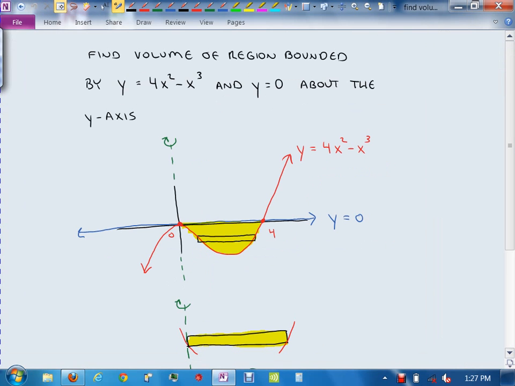Okay, find the volume of the region bounded by y equals 4x squared minus x cubed and y equals 0 about the y-axis. So I already put the picture up here for us. Y equals 4x squared minus x cubed. There it is. It's this nice little polynomial function like this. And then I've got my y equals 0 here, and I want to rotate it around the y-axis, which is here. So if I'm going to rotate around the y-axis, my rectangle should be perpendicular to that.